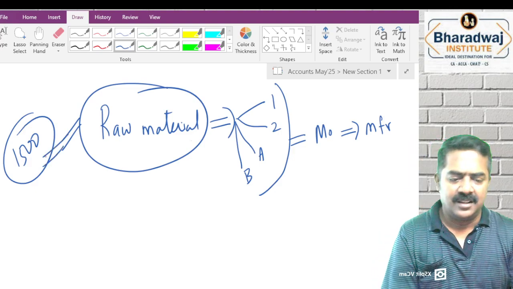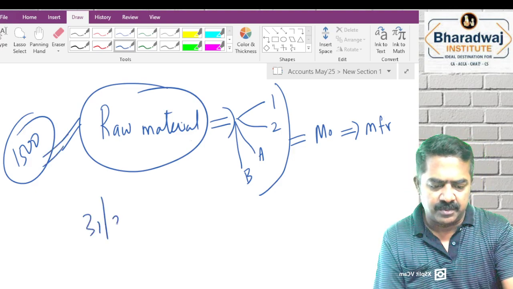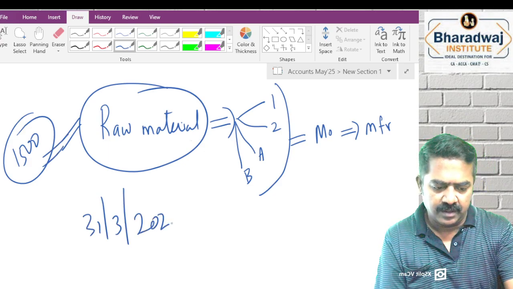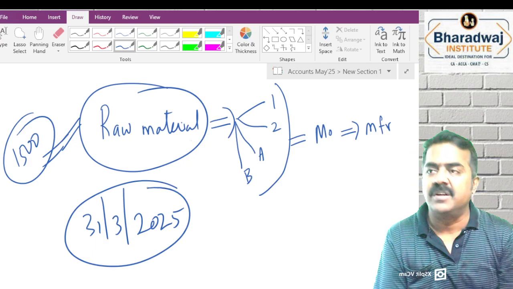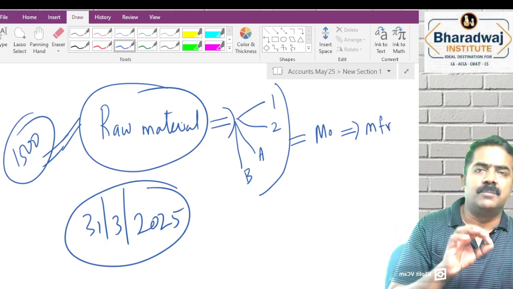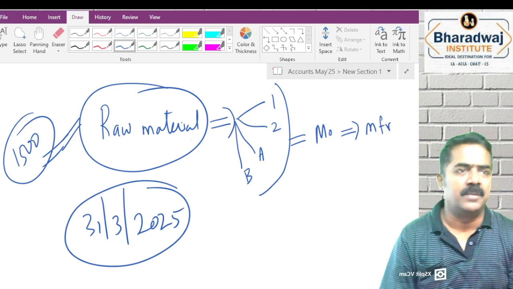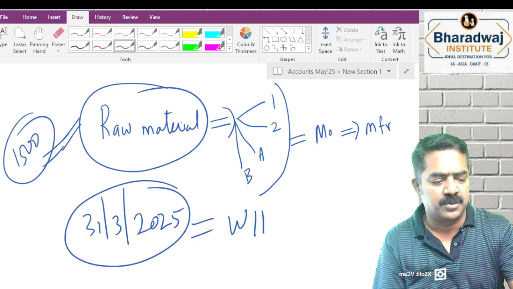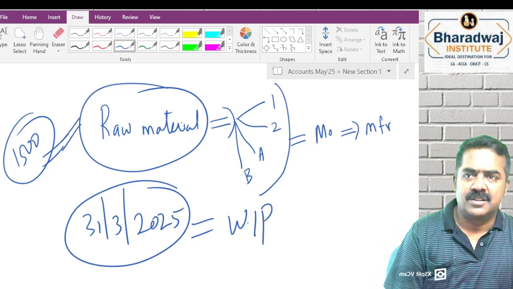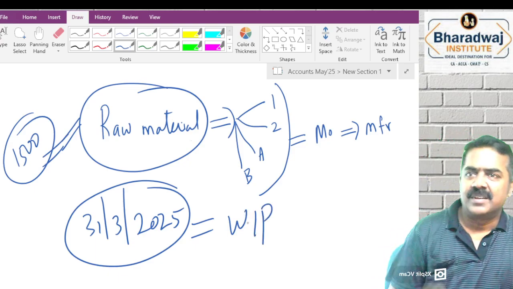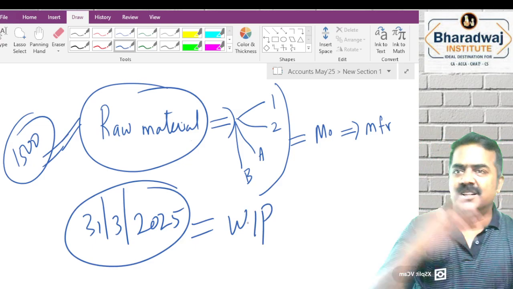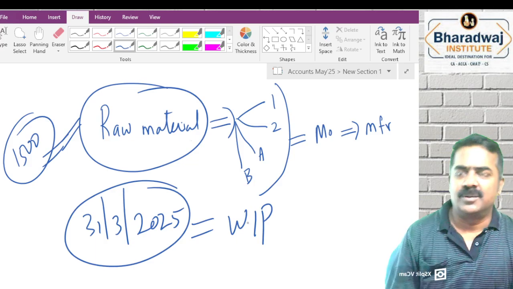Let us assume on 31st March 2025 we close the accounts. Would all the computers have been 100% manufactured? No. Some semi-completed units will be there. That is called work in progress. What is work in progress? It is not a raw material. It is not finished goods. Work is going on.